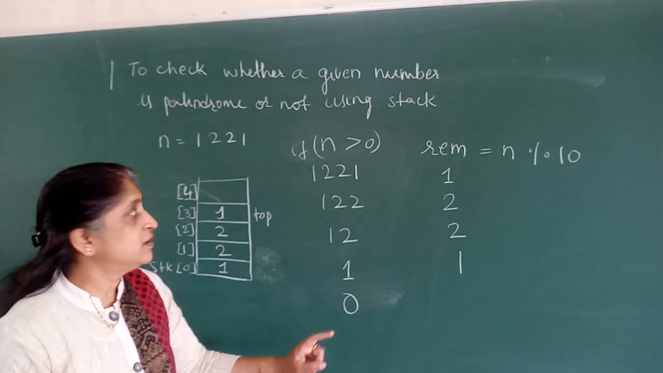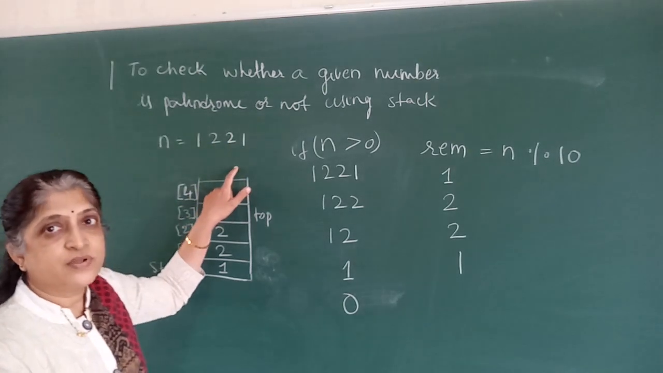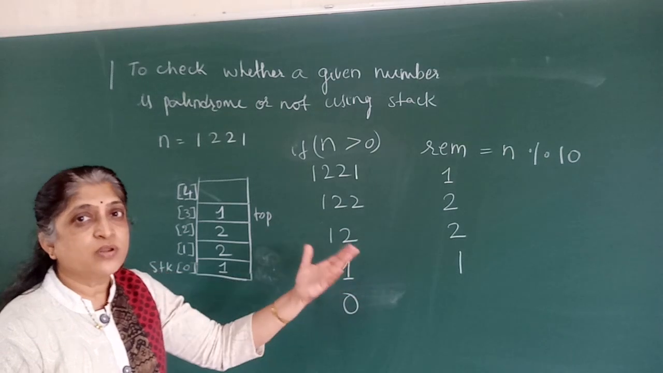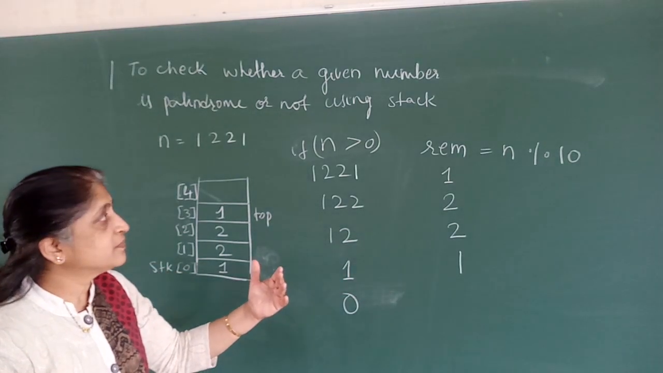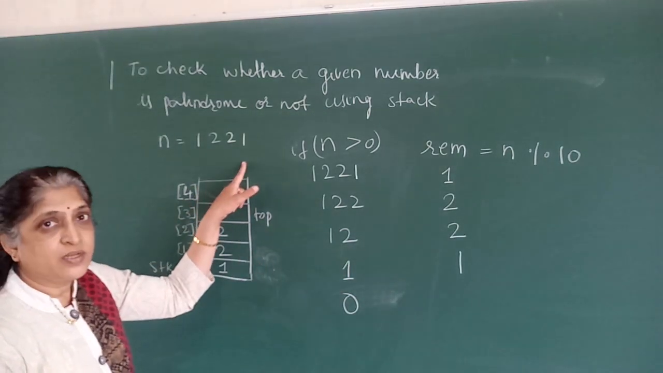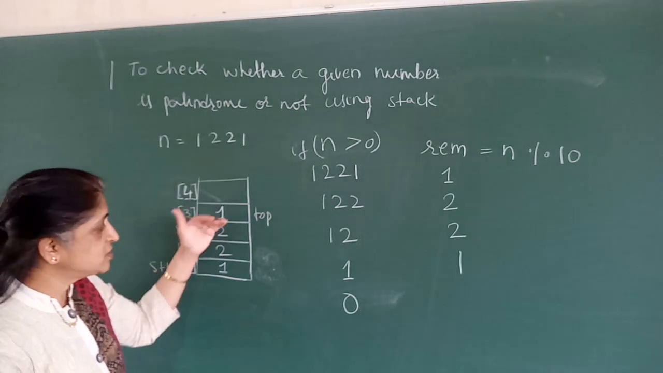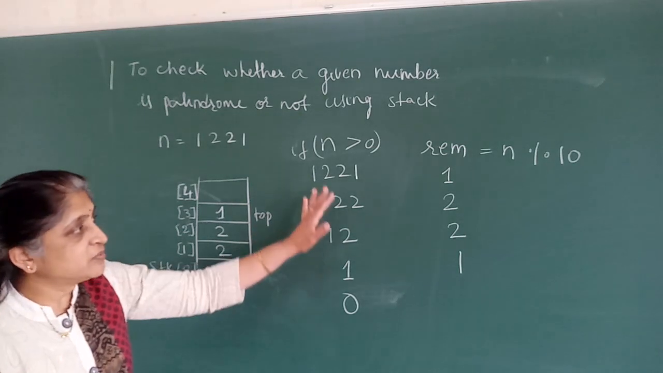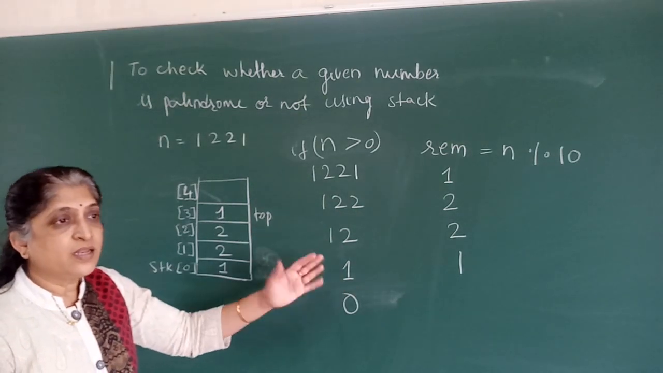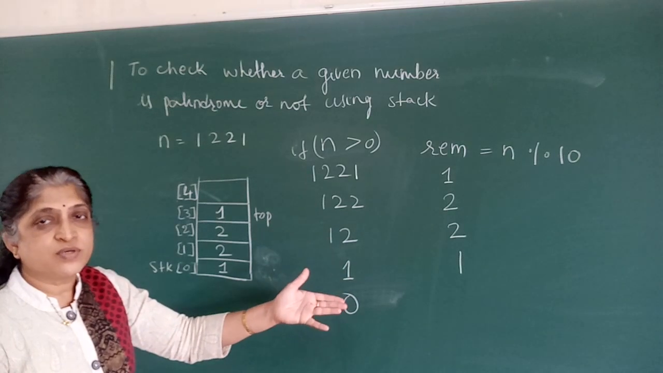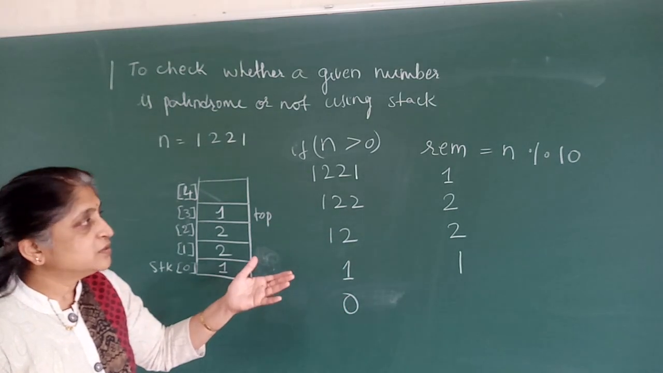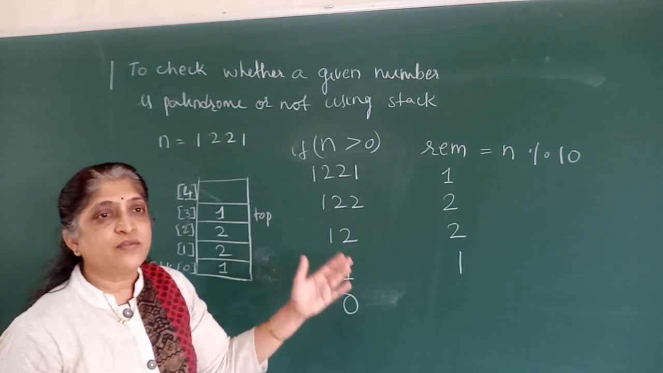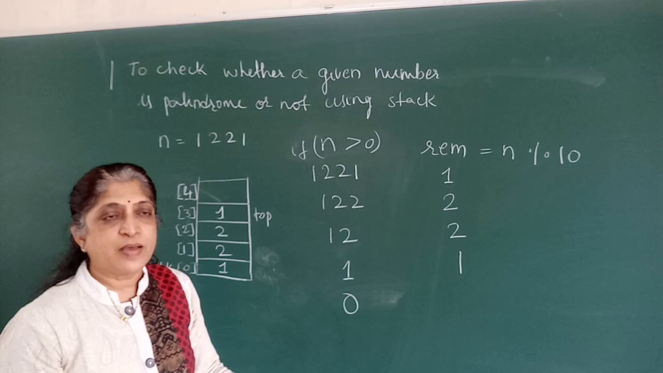What actually we did here, the number n given is 1221. With these operations I could get the digits of this number and each of these digits I just pushed to this stack. Now what do we do? Again I perform the same operation. Then I pop and check whether the numbers are equal. If the remainder, whatever I get, is equal to the popped element, then we say that the number is a palindrome. We'll see that.